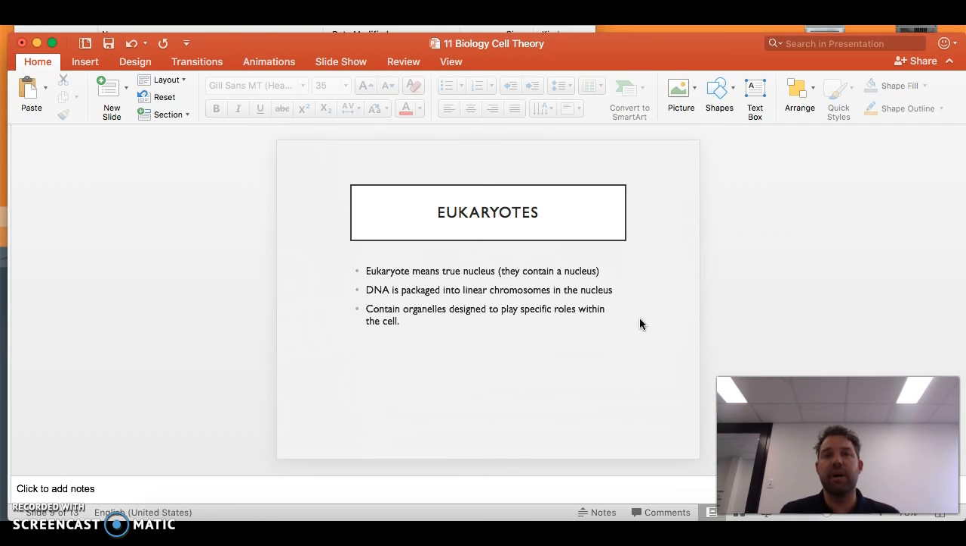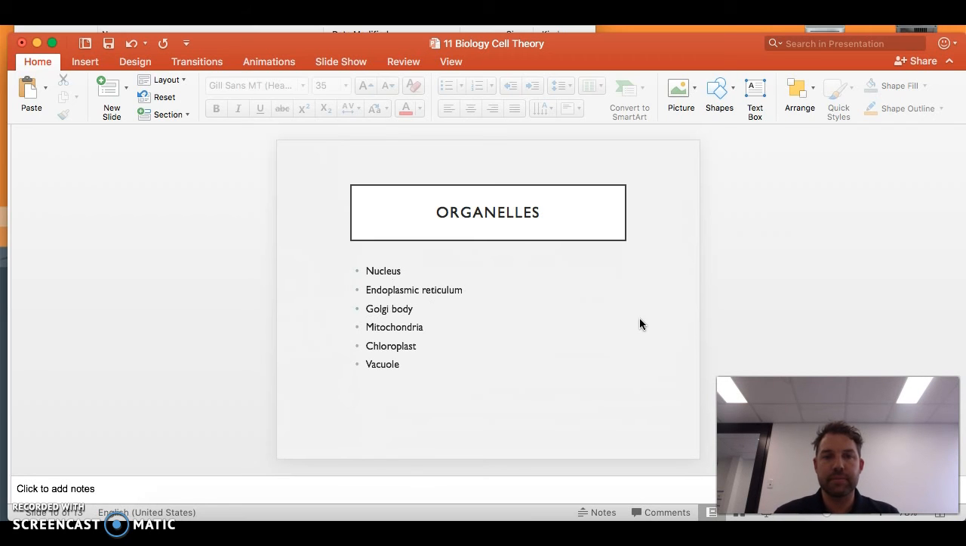Eukaryotic cells do have a nucleus, that's where the DNA is held. They do have membrane-bound organelles. Each organelle plays a specific role in the cell. There's a list of organelles that you should know on your screen right now. You should know the structure, so what they look like, how they're organized, and you should know the function, what they do. Test yourself out by trying to draw them and then write about what their role is within the cell.